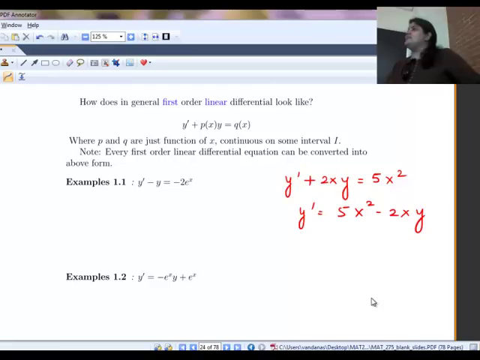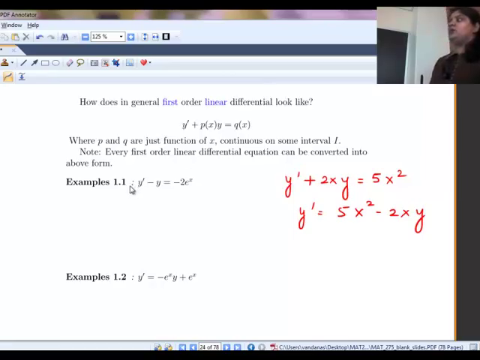So any first order linear differential equation can be written in this form. This is a very powerful statement which I am making. Any first order linear differential equation can be written in this form. Every first order linear differential equation can be converted into the above form. If it's linear, then you can find p(x) and q(x) and put it in this form.